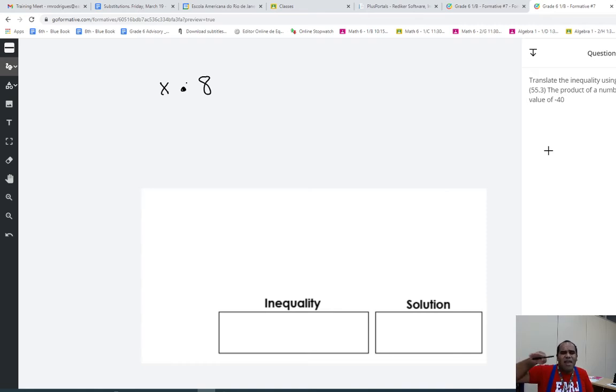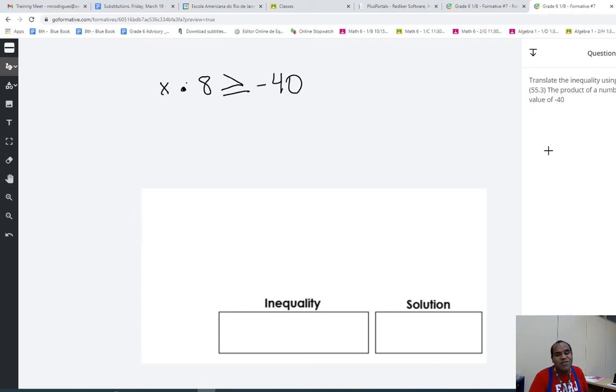Guys, a minimum value. Imagine my minimum value here is negative 40. Can I have negative 50? No. Negative 60? No. Negative 70? No. It means it's not less than negative 40. I look for numbers greater than or equal to negative 40.